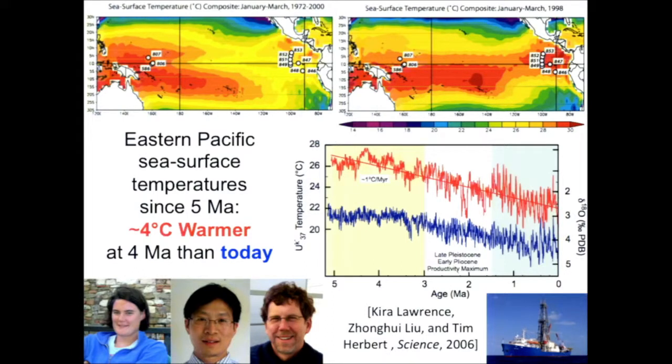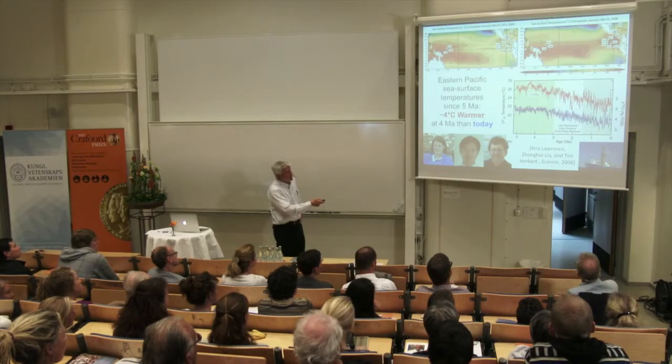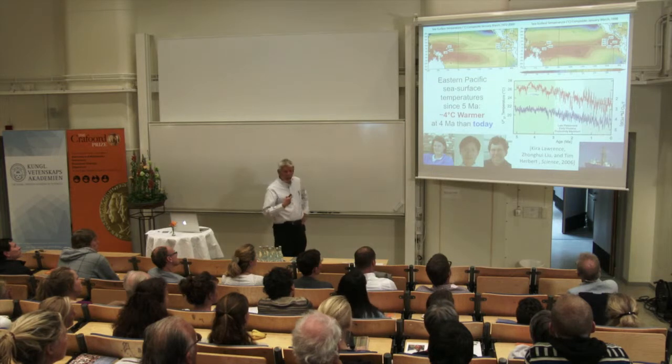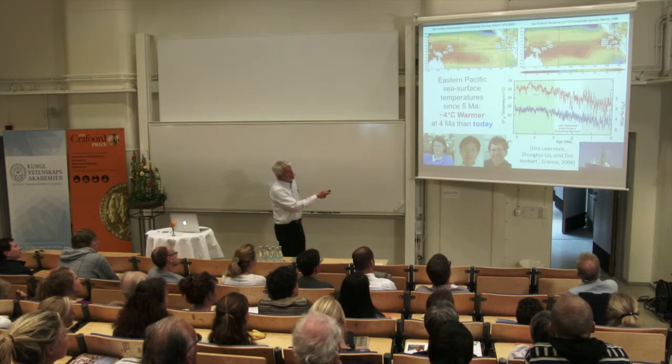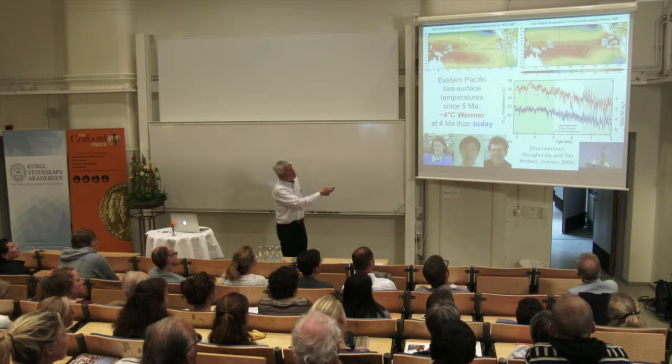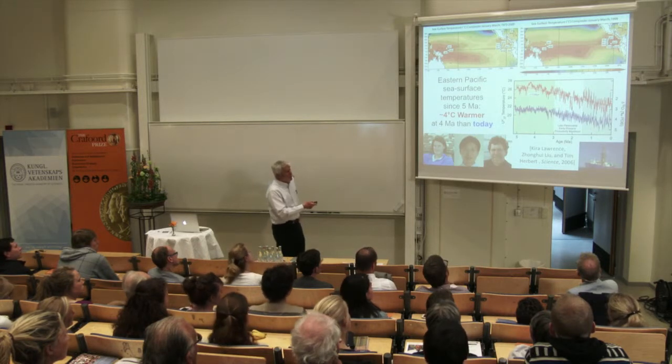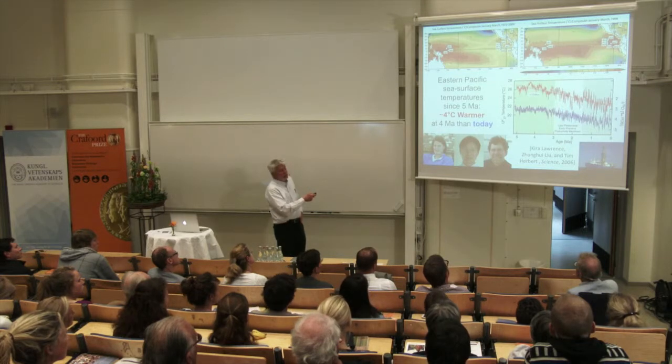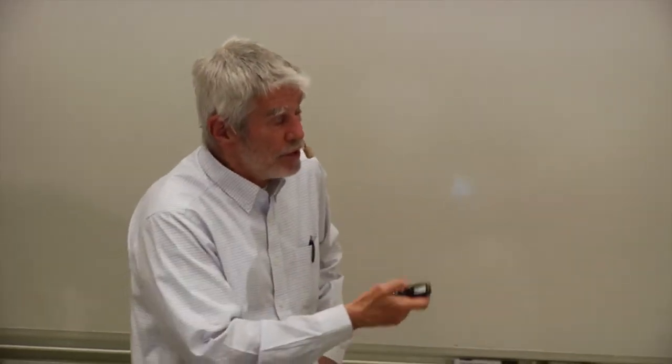Now, what others can do is use a big ship drilling a hole into the bottom of the ocean, getting sediments, and what Kira Lawrence, Jungwei Liu, and Tim Herbert have done is take sediment going back the last 5 million years, estimate the sea surface temperature, that's the red line in here, and what you see is a cooling over this period, approximately 1 degree Celsius per million years. So back 4 million years ago, the sea surface temperature was about 4 degrees C warmer than it is today. These are inferences drawn from the marine fossil record in the Pacific by these authors.